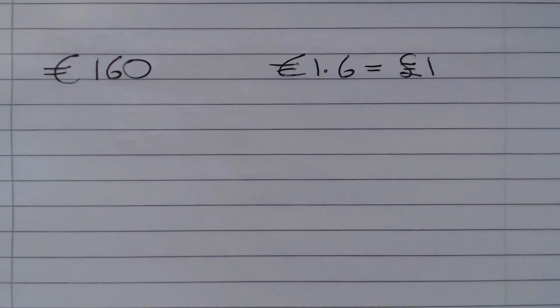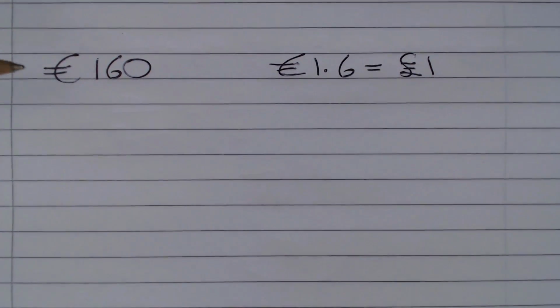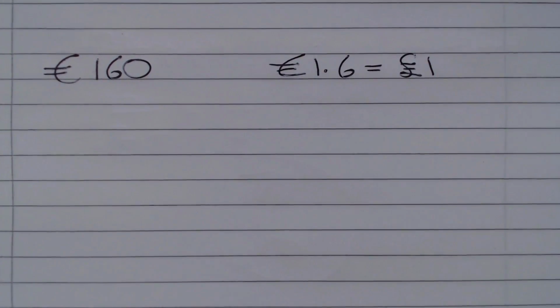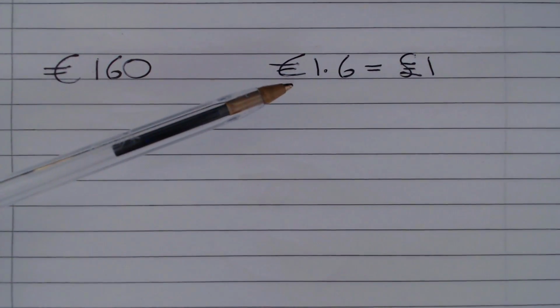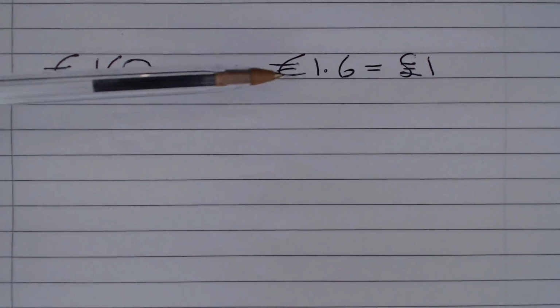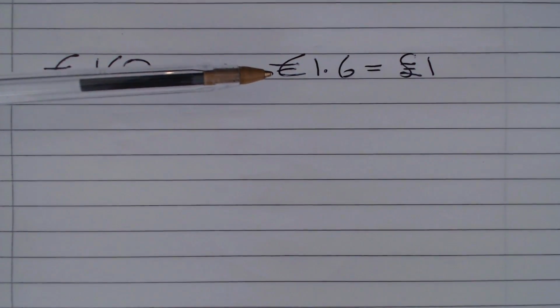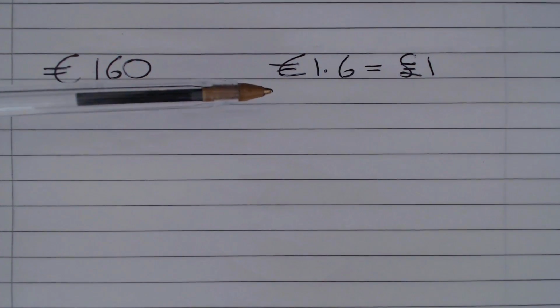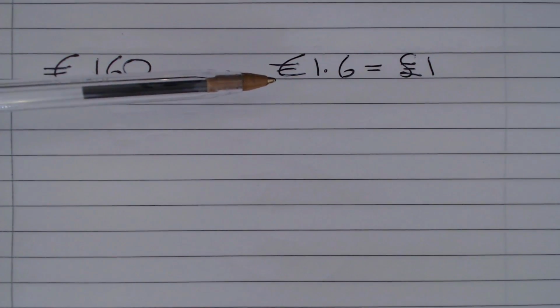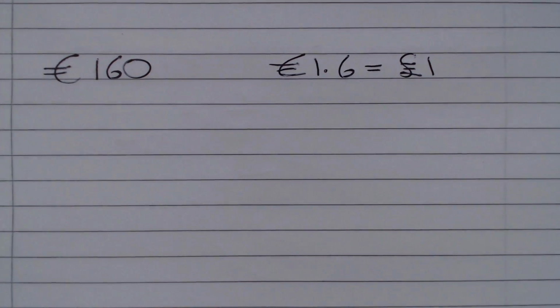So all that we need to do in this question is to work out essentially what €160 is equivalent to in pounds. But we are given this conversion here, that €1.6 is equivalent to £1. So the question we need to ask ourselves is, how can we get this left-hand side here to say 160? Well, we can do that by multiplying both sides of the ratio by 100.